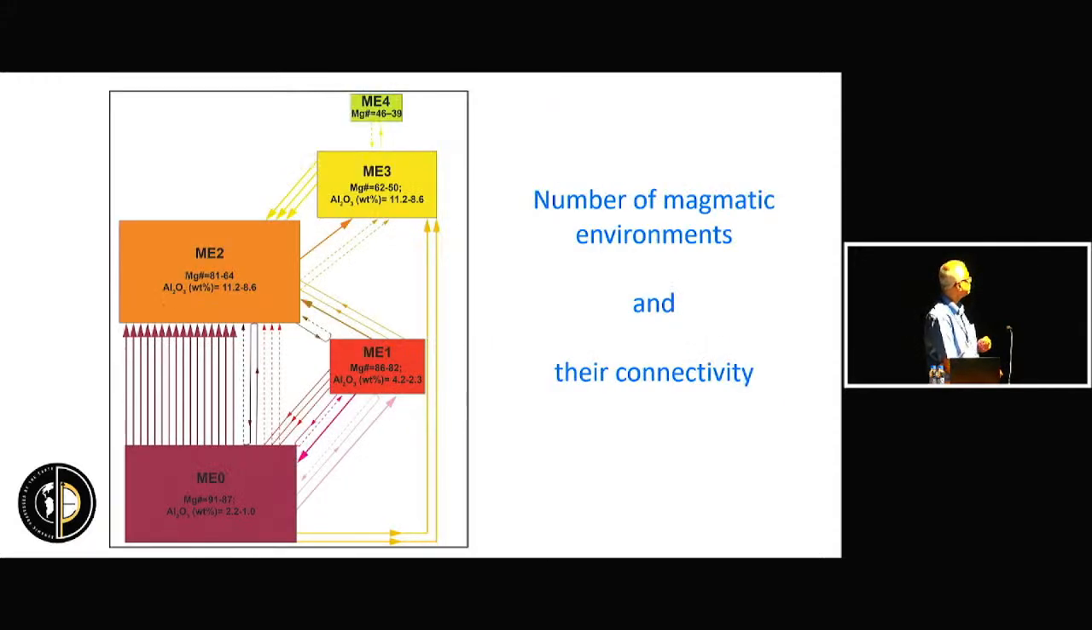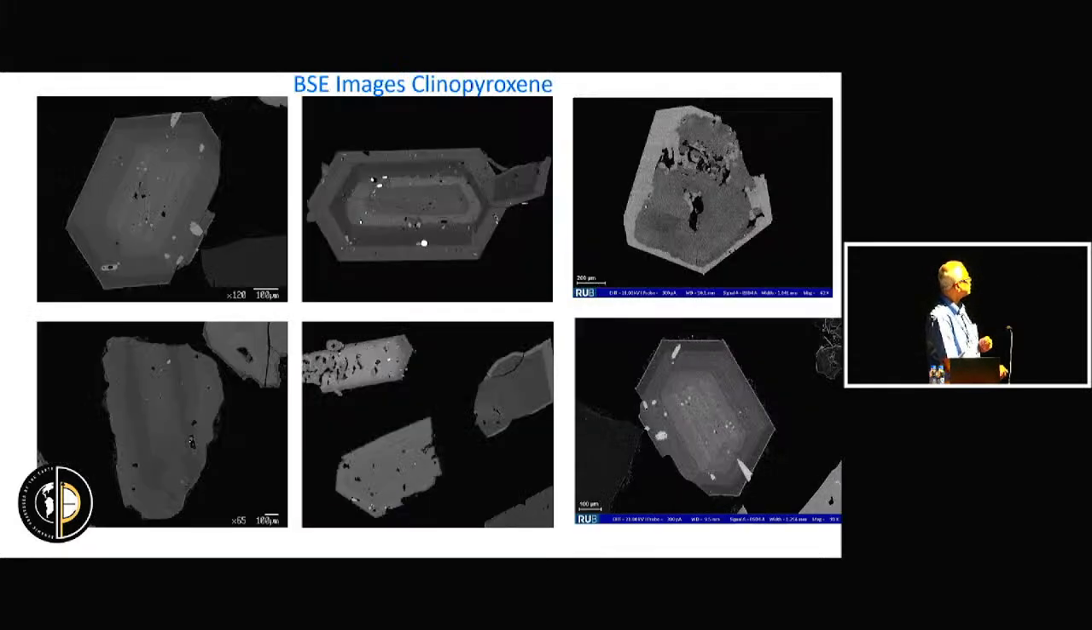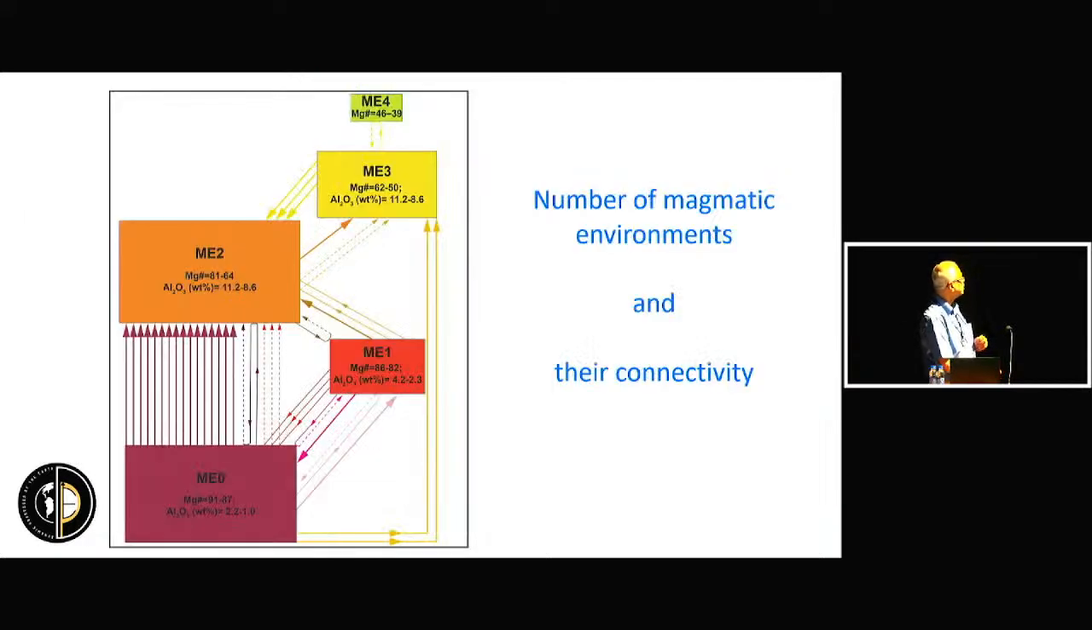So you extract this. For example, for Me2, you have magnesium number within 81 to 64, aluminum weight percent 11.2 to 8.6. Those are the conditions at which you make these kinds of rocks. And because you know that, let's say Me2 is this one, if the next one is Me1, then you know that the thing is moving from Me2 to Me3 or whatever. That's where all these arrows come from. Each arrow comes from one crystal, and the totality of the crystals gives you the picture.